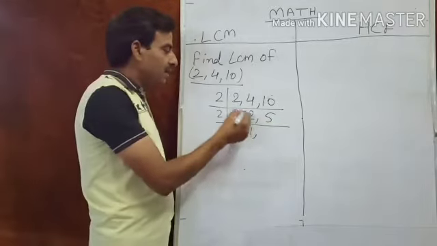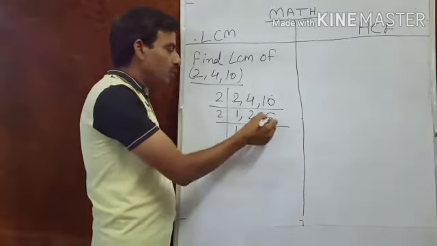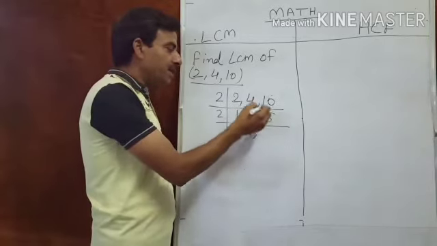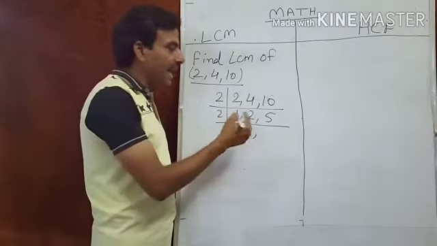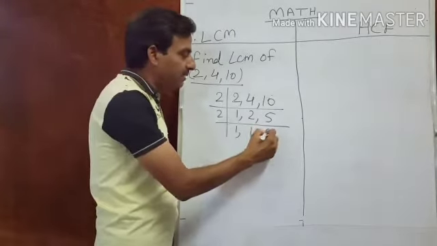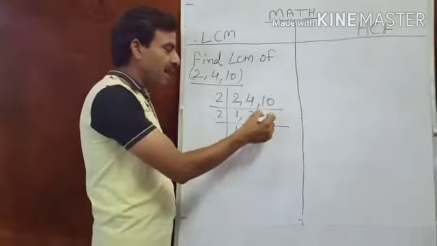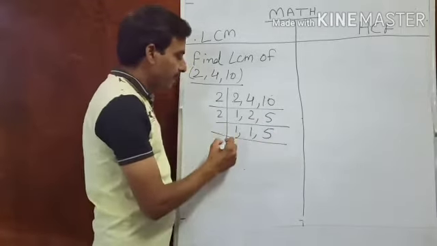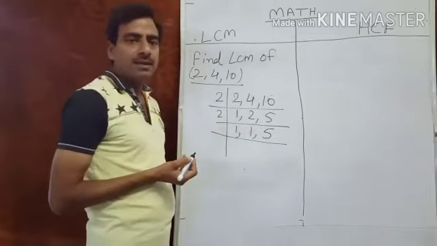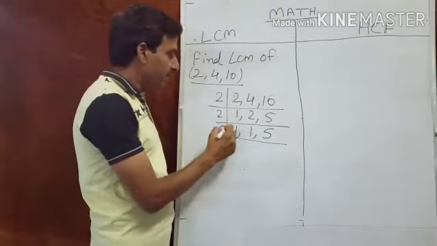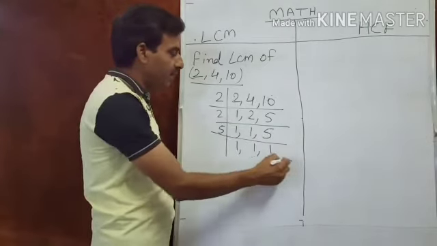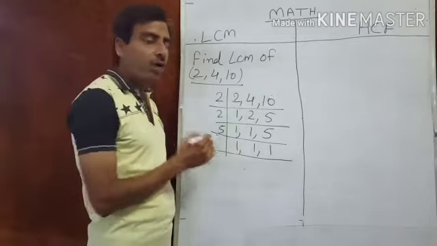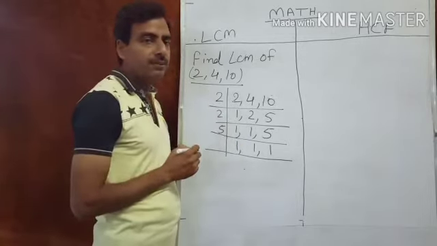When we cannot divide all numbers by 2, then we divide the ones we can, and the number that is not divisible completely, we write as it is. We will not divide it. So for 5 we write 5 because it is not divisible by 2. Next, 5 can be divided by 5 only, so we divide by 5. 1, 1, 1. We have to get this condition for every LCM of given numbers by this method.